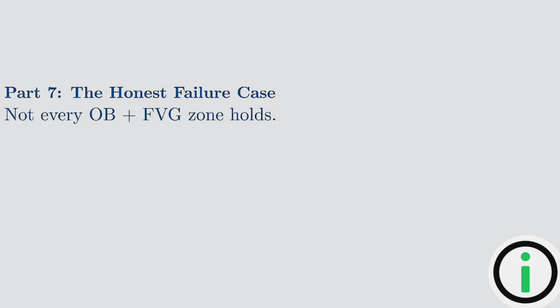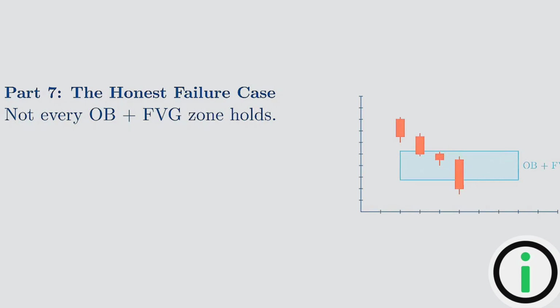While we look for high probability setups, we must remain grounded in reality. Let's discuss Part 7, the honest failure case. Not every order block and fair value gap zone holds, even when supported by open interest. A professional trader expects losses and manages them. Watch this example. Price returns to our zone, but instead of bouncing, it closes clean through it. This invalidates the setup immediately.